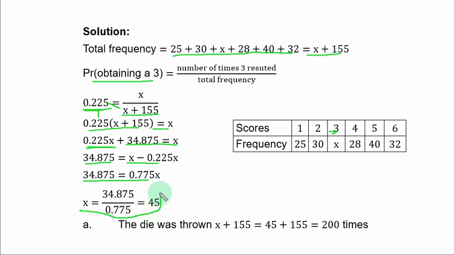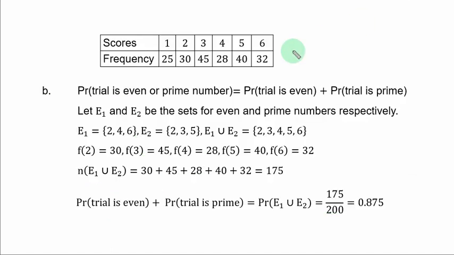So A, the die was thrown S plus 155, and S is 45, so 45 plus 155, and that is 200 times. So B part, before then, let's have the complete table. So we'll replace S with 45.